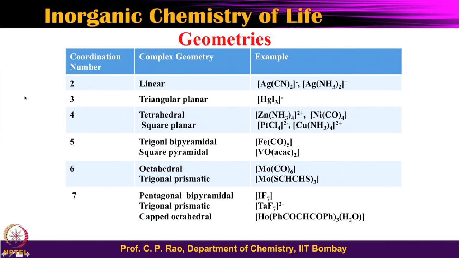The complex geometry with 2 is linear. You can also have bent, okay, like in water, HOH kind of thing. We are looking at inorganic examples, Ag(CN)2 minus, etc., Ag(NH3)2 plus, these kinds of things would give this. Then trigonal planar, HgI3 minus, then you have tetrahedral, which is 4 coordinated, and another geometry of 4 coordinated most commonly shown by the transition metals is square planar.